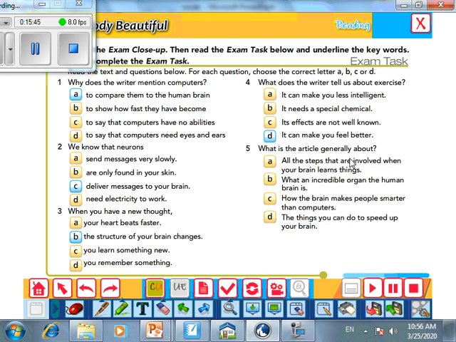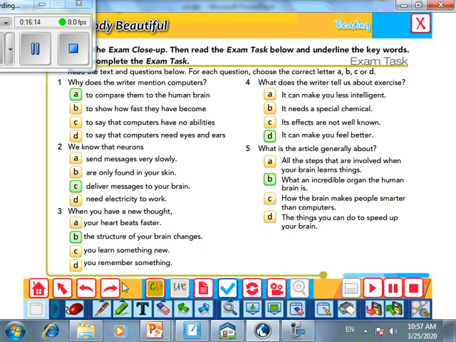Okay. So question number 5. What's the article generally about? A. All the steps that are involved when your brain learns things. B. What an incredible organ the human brain is. C. How the brain makes people smarter than computers. D. The things you can do to speed up your brain. So, of course, it talks about what? What an incredible organ the human brain is. Okay.